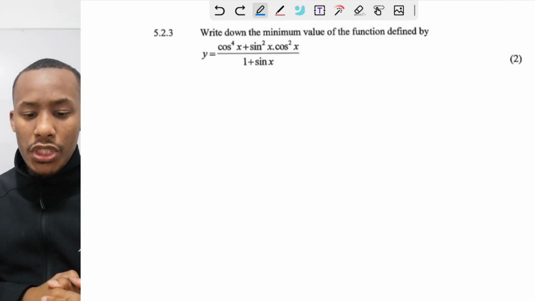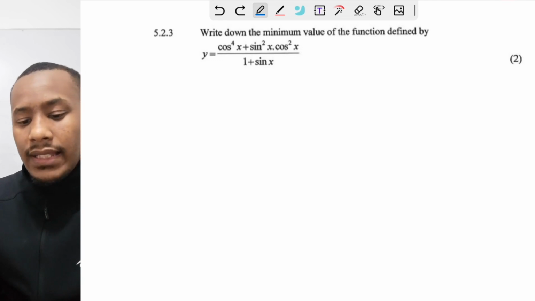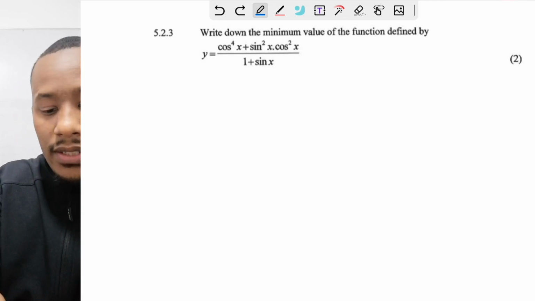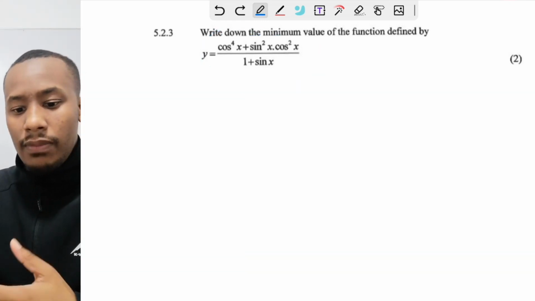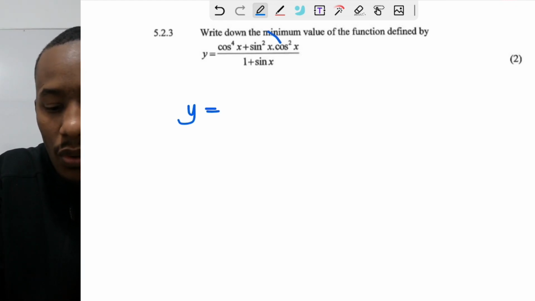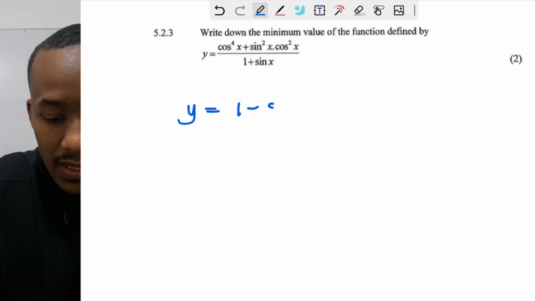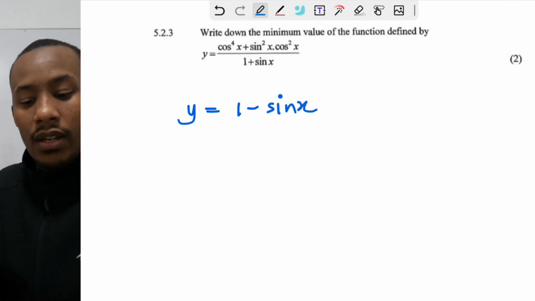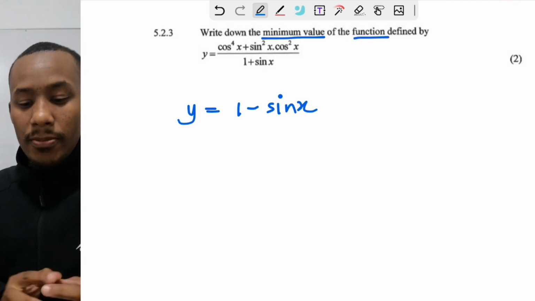Now, question 5.2.3, it says, write down the minimum value of the function defined by, again we have this expression. So it's just a follow-up from that previous equation. We already proved that all of this is equal to 1 minus sine x. Okay, now they want us to find the minimum value of this function.